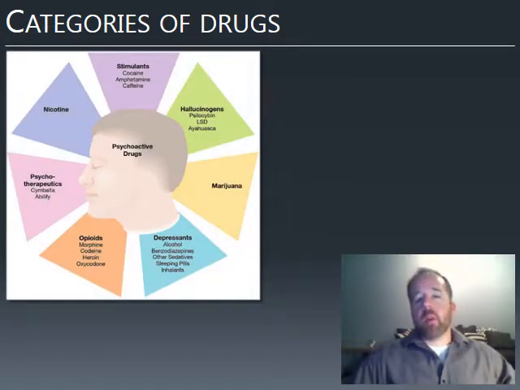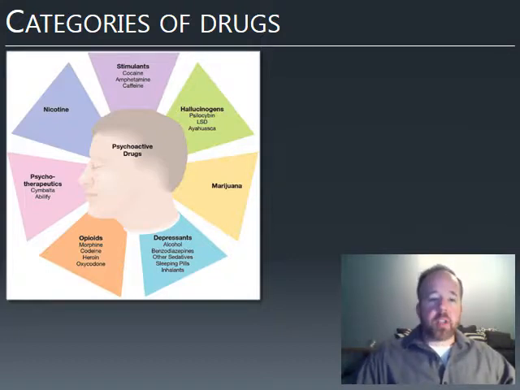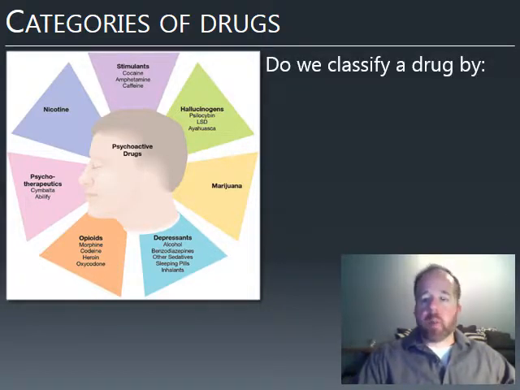Okay, so there are lots of drugs. There are lots of substances that affect behavior. And there are so many, it's hard to keep them all in mind. So one convenient thing to do is categorize them. So how do we categorize that? What system do we use? On what basis do we classify a drug?